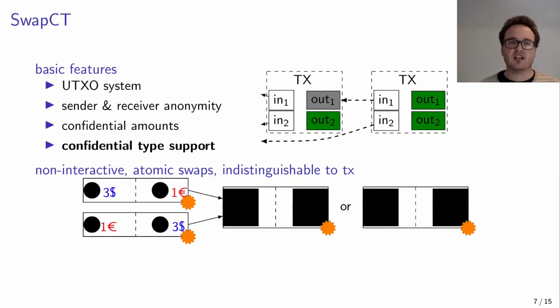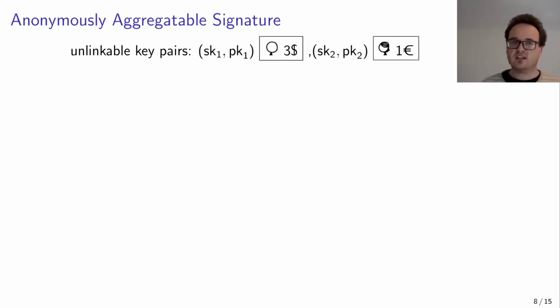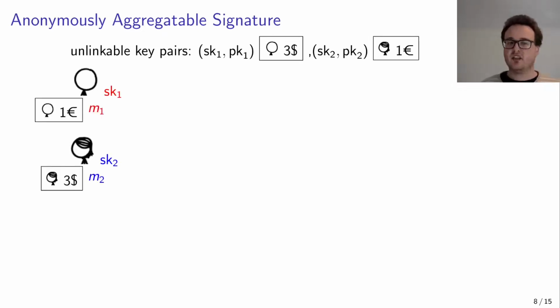aggregatable signatures work. And to start this, we assume unlinkable key pairs to the inputs. So each input has a public key and somebody has the private key to it. So Qball has a $3 input and Megan has a €1 input, and they both have the respective secret key for that. They have their message they want to achieve. So Qball wants €1, Megan wants the $3, and they need to create a signature for the set of both signed with both secret keys.